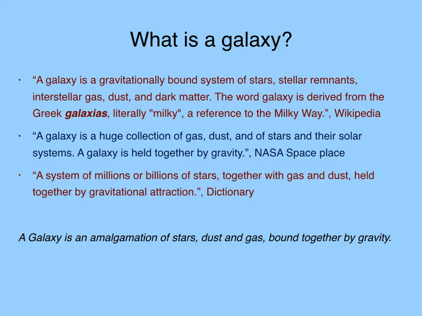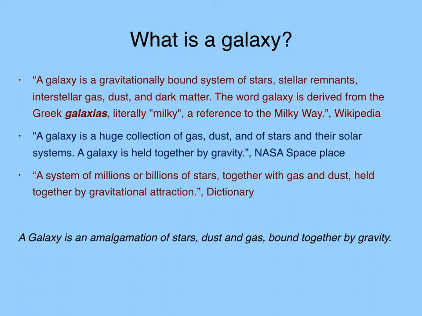So, if you have to define a galaxy, how would you do it? And here is a collection from different sources, but you will see some terms being highlighted. For instance, Wikipedia tells me that a galaxy is a gravitationally bound system of stars, stellar remnants, interstellar gas, dust, and dark matter. The word galaxy is derived from the Greek word galaxias, which literally means milky, and hence the name Milky Way for our own galaxy.